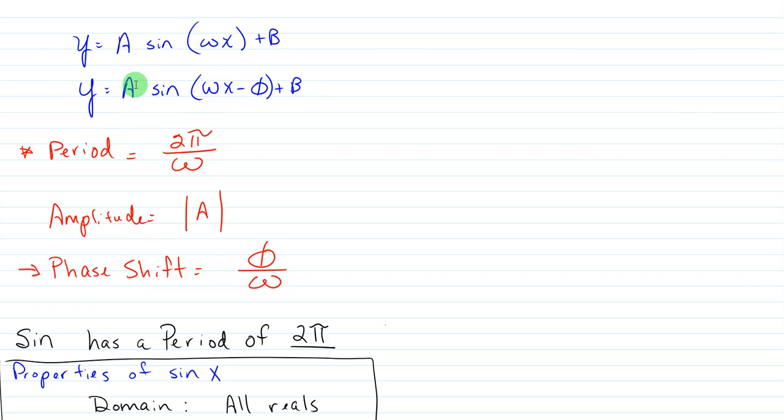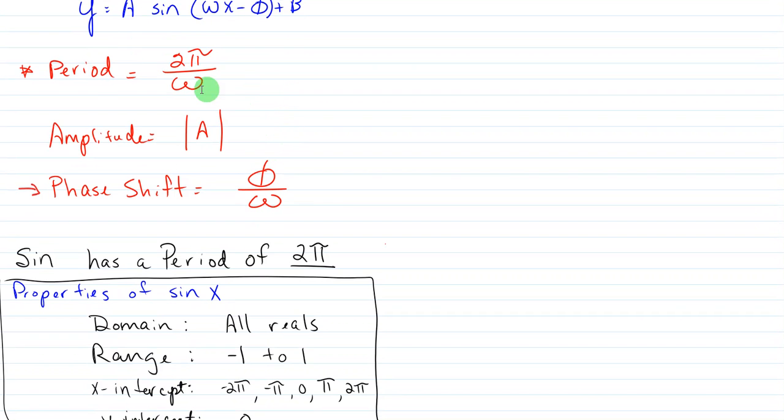You have an amplitude that affects it. You have something with the period. You have this horizontal shift, and you have a vertical shift. So all of that can affect it. Let's talk about the main things in this one.